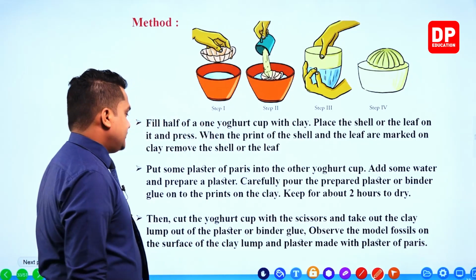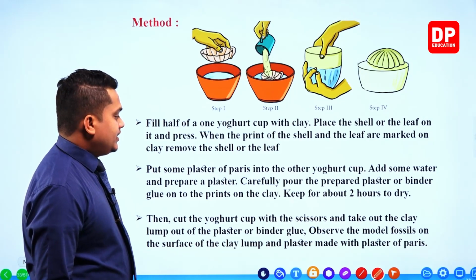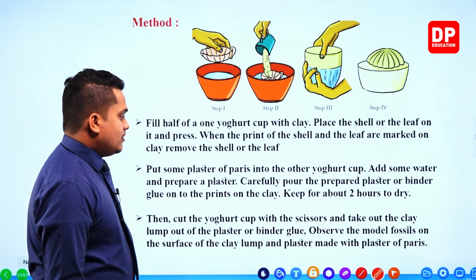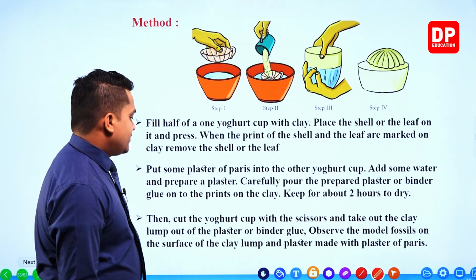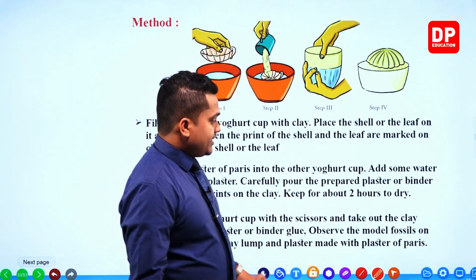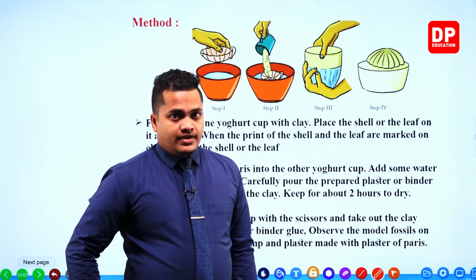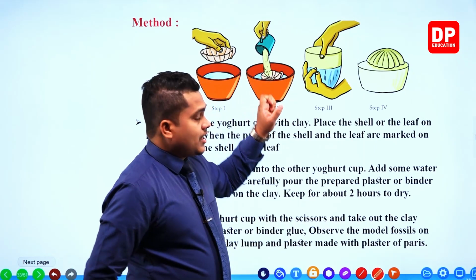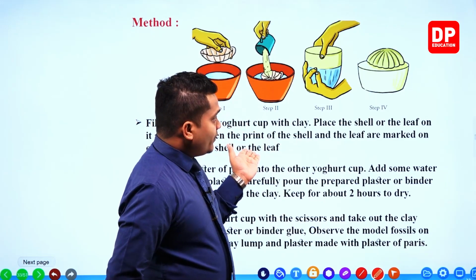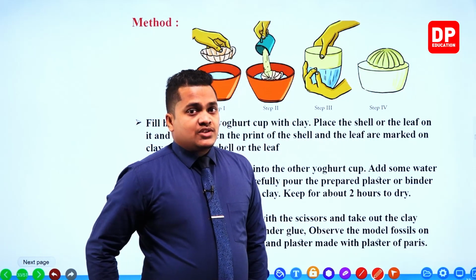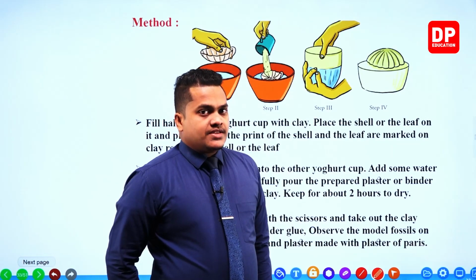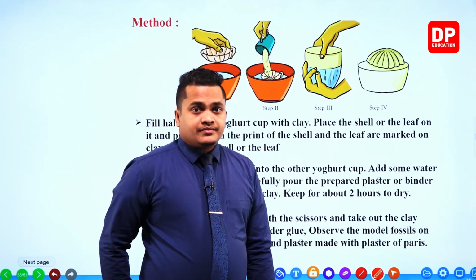Then cut the yogurt cup with the scissors and take the clay lump out of the plaster or binder glue. Observe the model fossil on the surface of the clay lump and the plaster made with plaster of Paris. You have to take it out and observe the structure of it. You can cut the cup using the scissors and remove it. After removing the cup, you can see the structure like this. As we took the imprint of the shape of the shell or the plant leaf, it's very clear to us that the structure is like a shell.